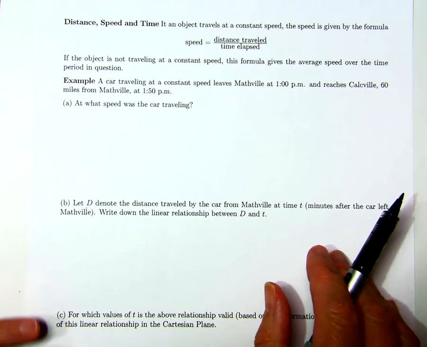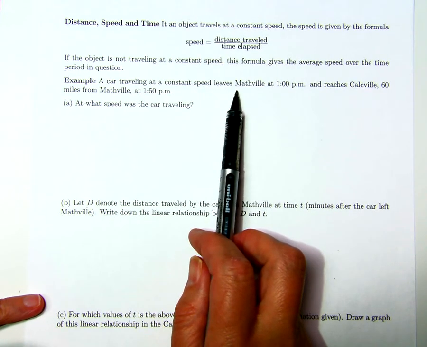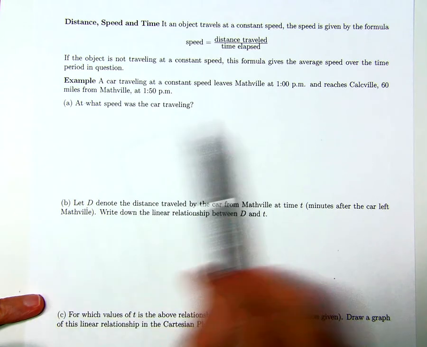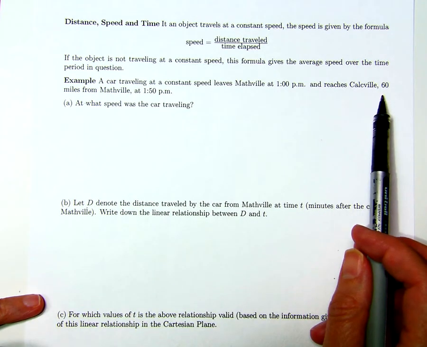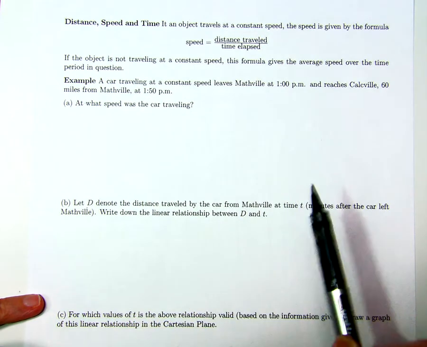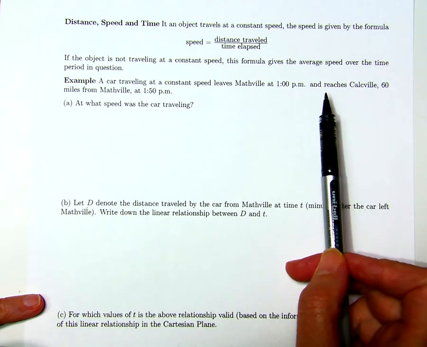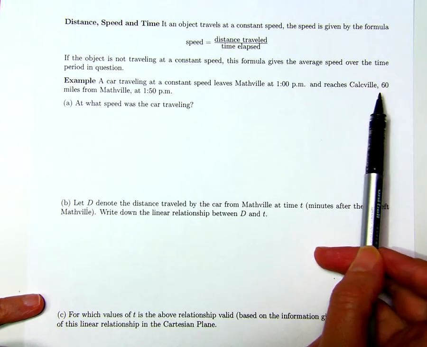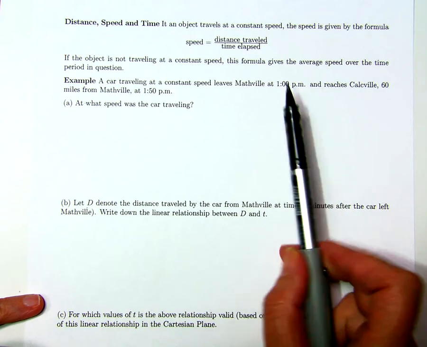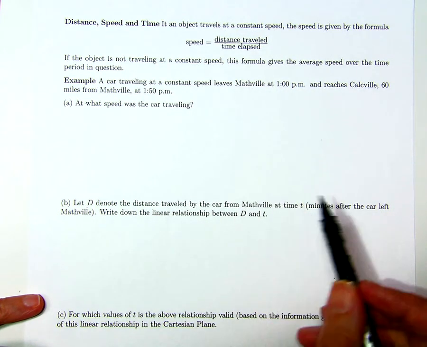Let's look at an example. A car traveling at a constant speed leaves Mathville at 1 p.m. and reaches Calcville, 60 miles from Mathville, at 1:50 p.m. And let's assume that 60 miles is the distance. It's not 60 miles as the crow flies, it's the distance along the road that the car has traveled on, assuming the car is traveling on a road.